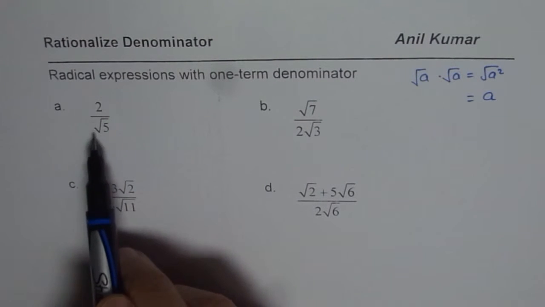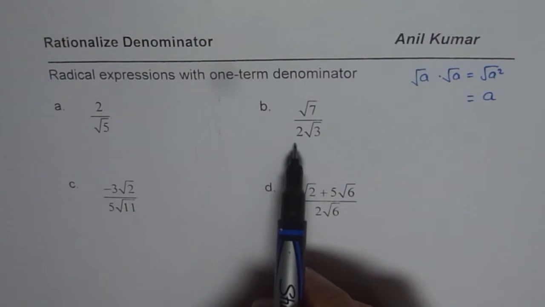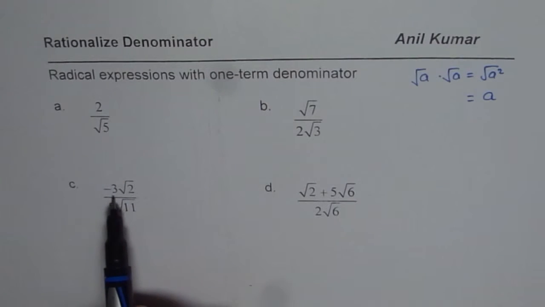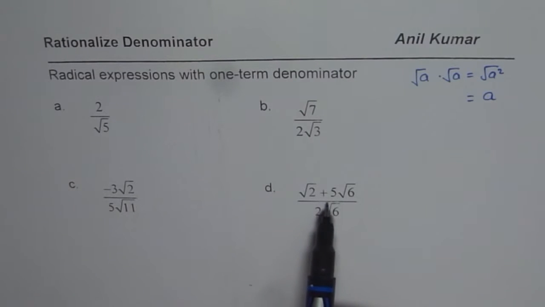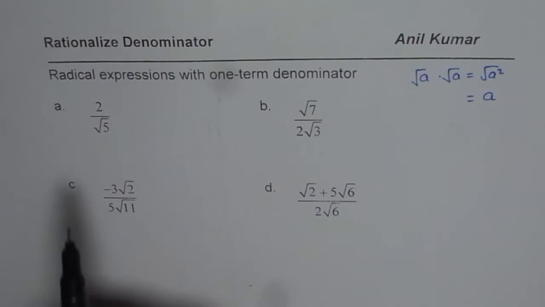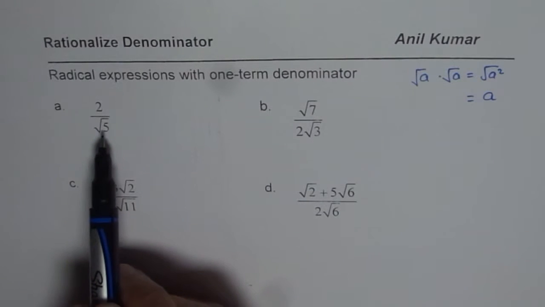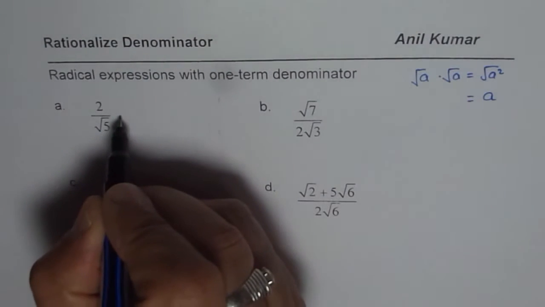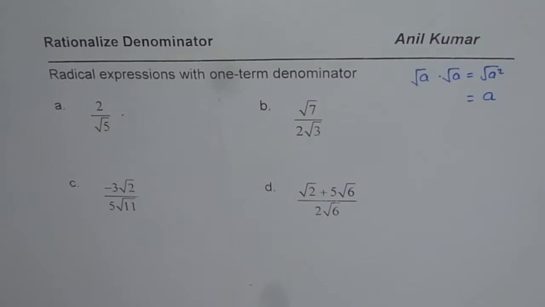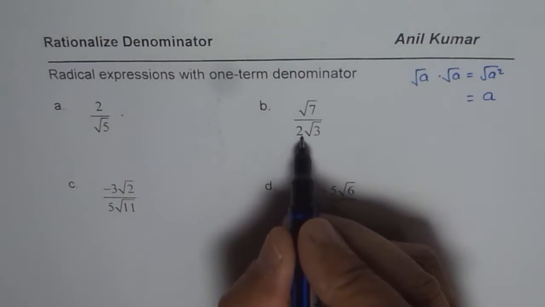The first one is 2 over square root 5, then we have square root 7 over 2 square root 3, minus 3 square root 2 over 5 square root 11, and square root 2 plus 5 square root 6 divided by 2 square root 6. To rationalize the denominator, since it is just one term, we have to multiply and divide by the same denominator with the radical part. Multiply and divide only by the radical part, not by the number associated with it.